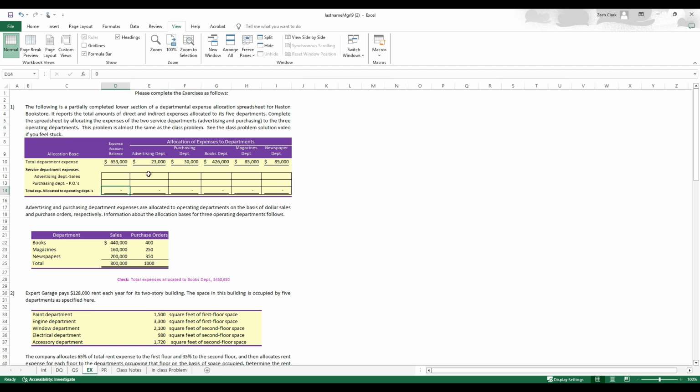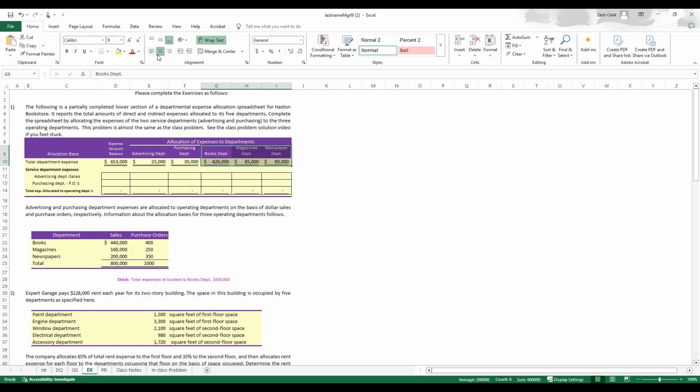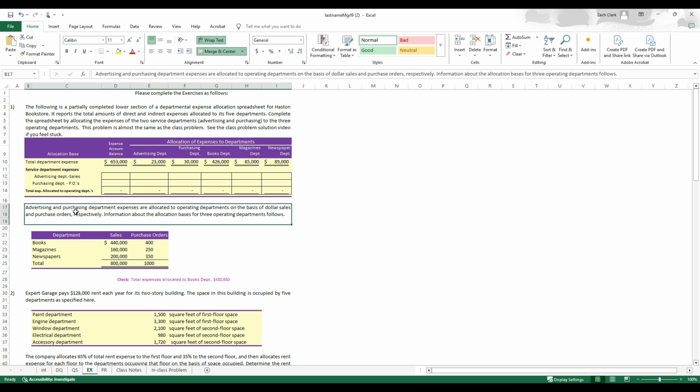So remember really what we're trying to do. So these are our two service departments. And so in essence, what we want to see is we want to allocate these totals out to the other departments, right? Books, magazines, and newspapers. And so it tells us down here as well. So this is some more information that we need.